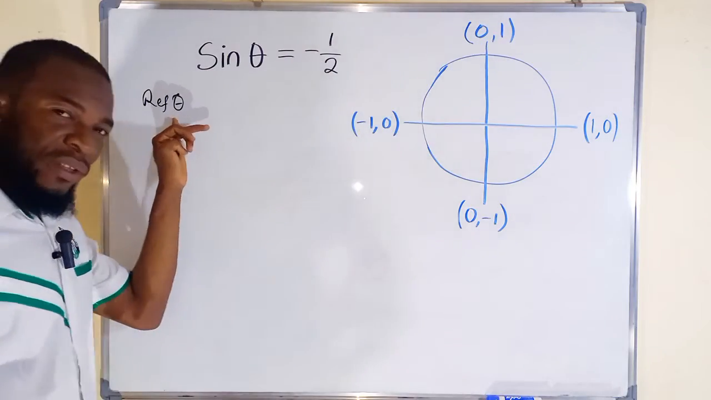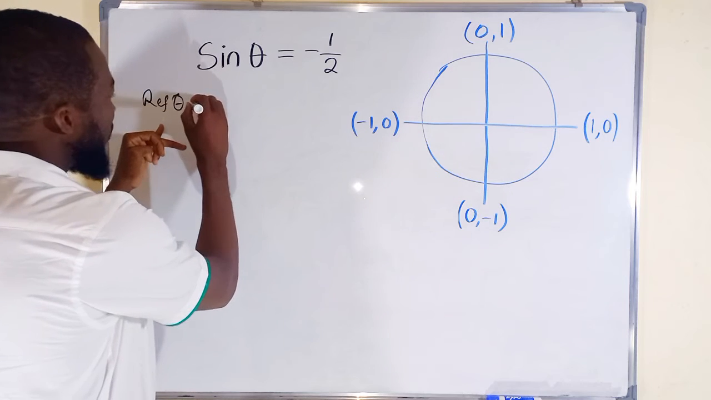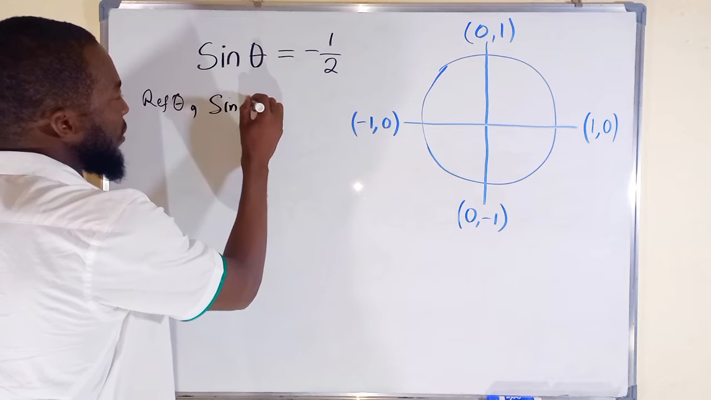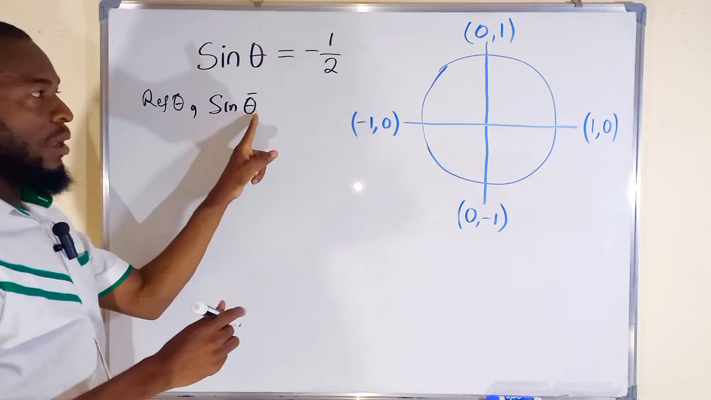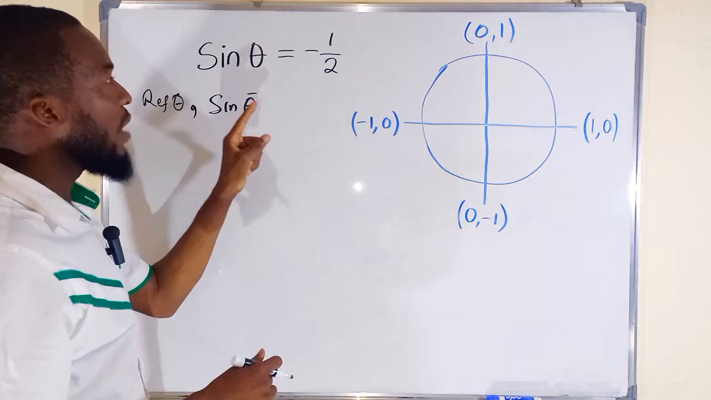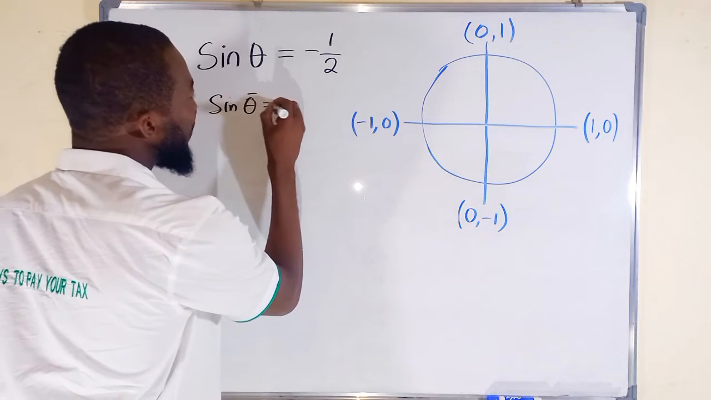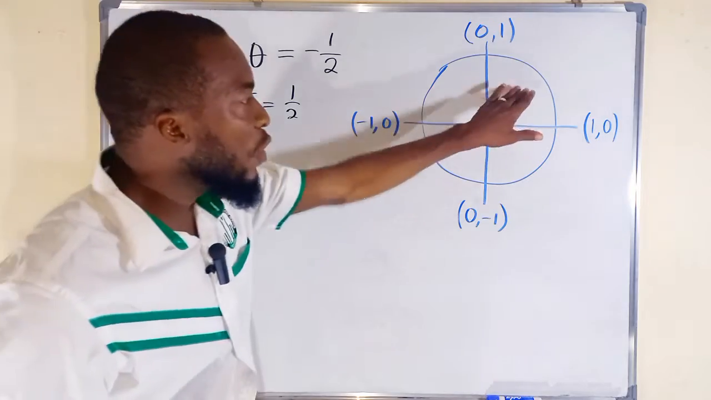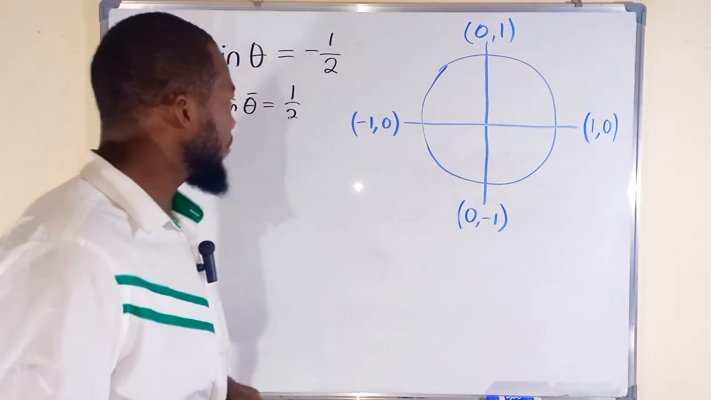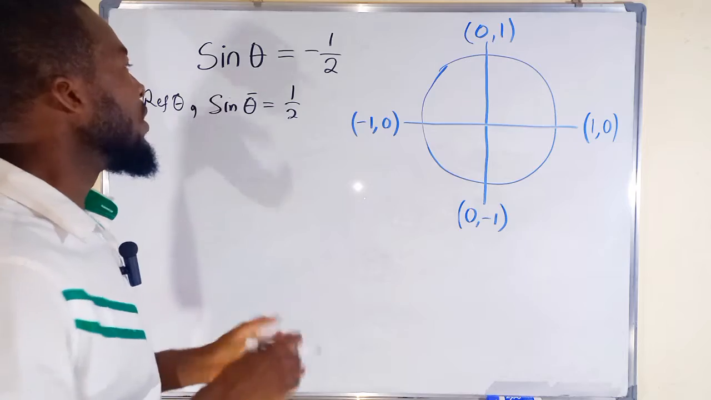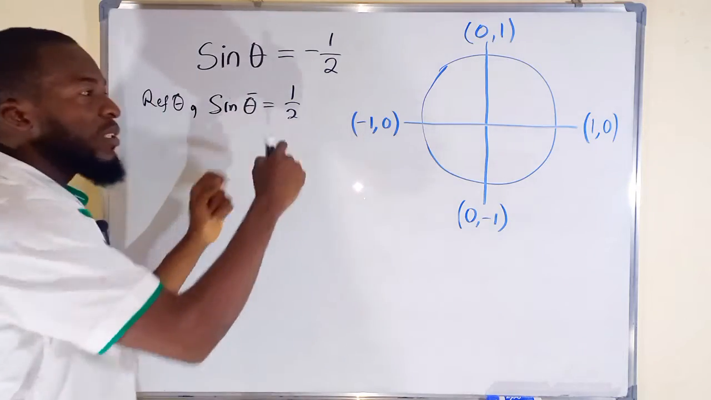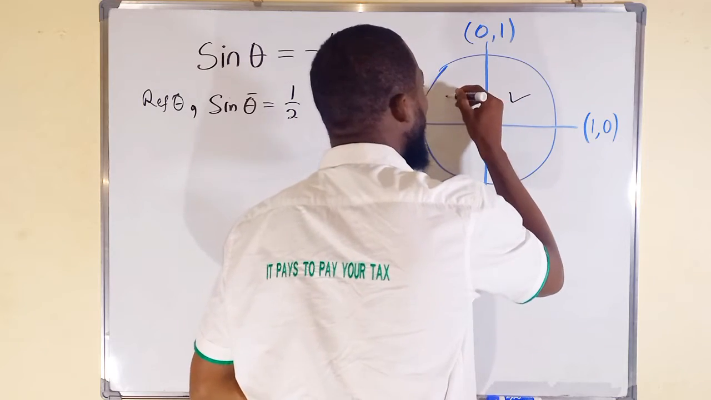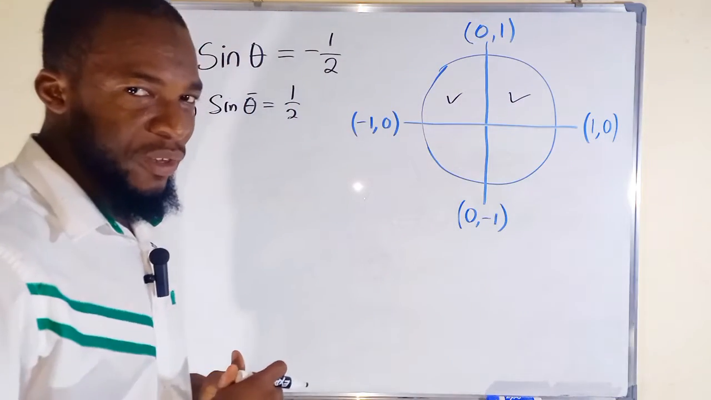So if we use the reference angle theta, we can call it another name different from this one, for example, sine of theta bar. I'm using theta bar as a reference angle. So I'm going to take +1/2 because in the first quadrant, everything will be positive. All right. So if it is positive, you should expect sine to be in the first quadrant as well as, what? In the second quadrant.